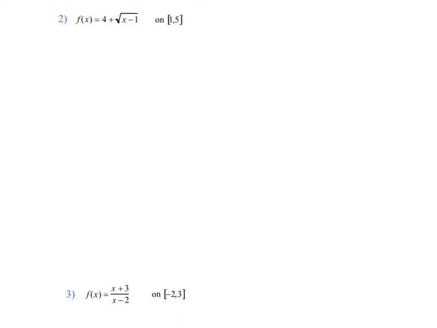Okay, the second one here, f of x is equal to 4 plus the square root of x minus 1. All right, so again, we have a radical this time, and so we're looking over the interval 1 to 5, and we're asking ourselves, is it continuous, is it differentiable? Well, radical functions are a little bit trickier, okay?